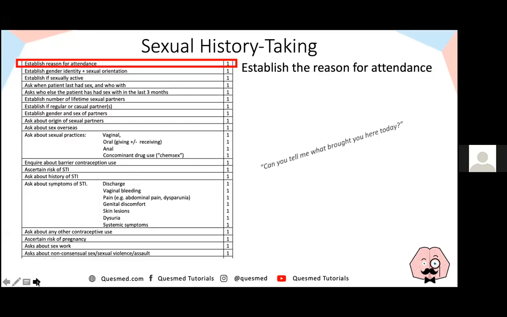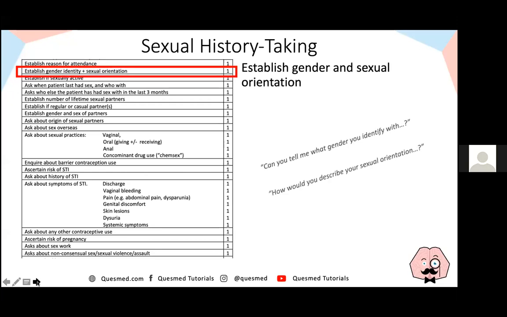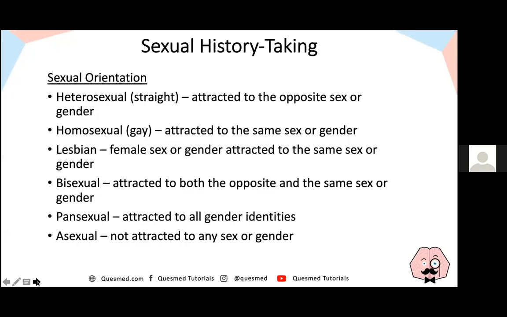So again, nice open questions. We want to establish the reason for attendance. And I normally start a sexual history by establishing the gender of the patient and their sexual orientation. And I normally ask a kind of open question here. So rather than saying, are you straight or are you gay? I'd normally say, how would you describe your sexual orientation? And they might come up with something that's kind of less conventional. They might come up pansexual, asexual, all these other things. But it's important to allow them to say that in their own words.